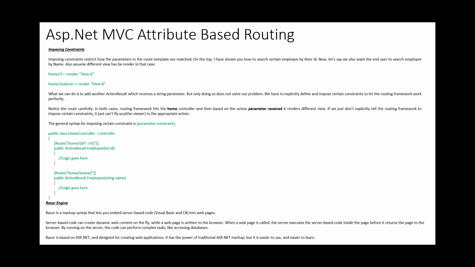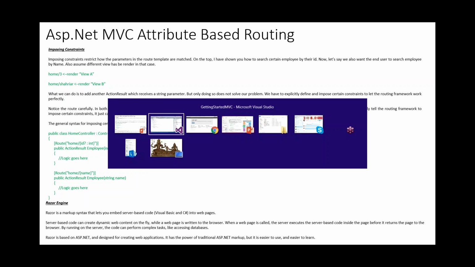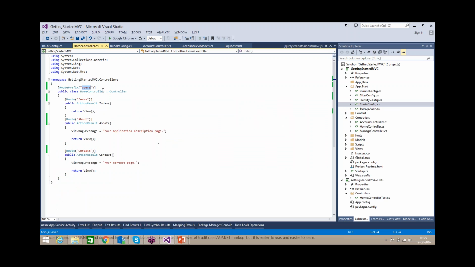And then imposing constraints means that if you want to send only an integer value or some specified value, you can define it here. So these are attribute based routing. We'll try to override some URL and we will see.